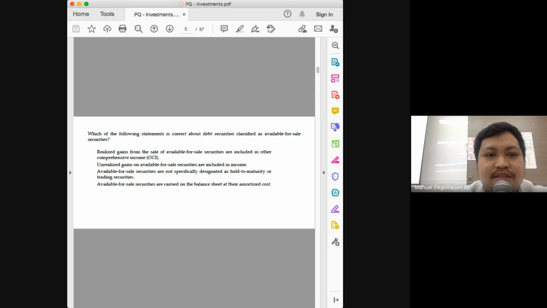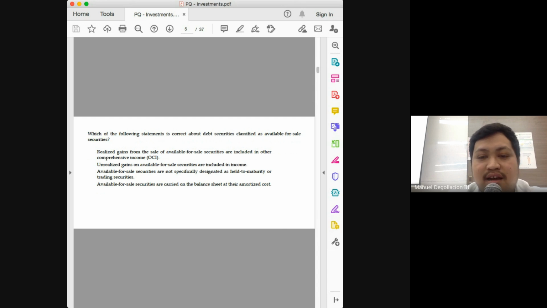Next, which of the following statements is correct about debt securities classified as available for sale securities? Plus, for your CMA exam, the classification would be trading securities, available for sale securities, investment in associates, and investment in subsidiary. For trading securities, use fair value model. Do the same also for your available for sale securities. The answer here, class, would be the third choice. Available for sale securities are not specifically designated as held to maturity or trading securities.